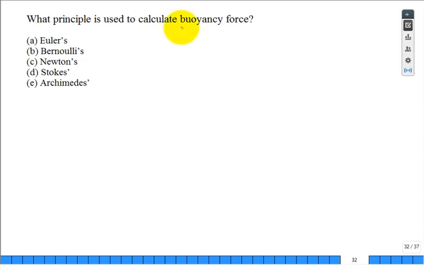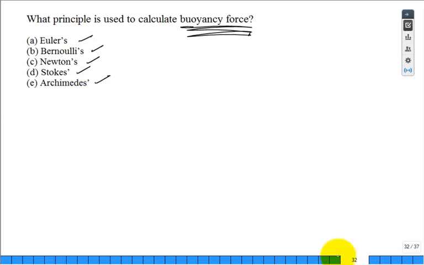A lot of students are like, I forgot that. Is it Euler's principle, Bernoulli's principle, Newton's principle, Stokes' principle, Archimedes' principle? Archimedes. That's right, Archimedes. Eureka. All right, no time for that.